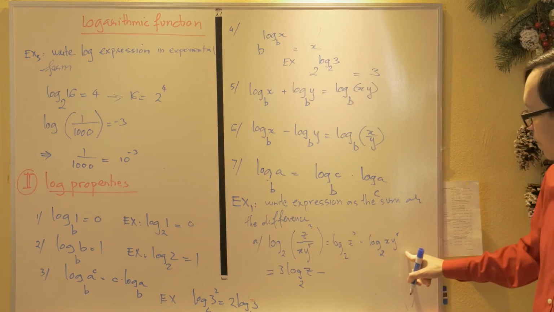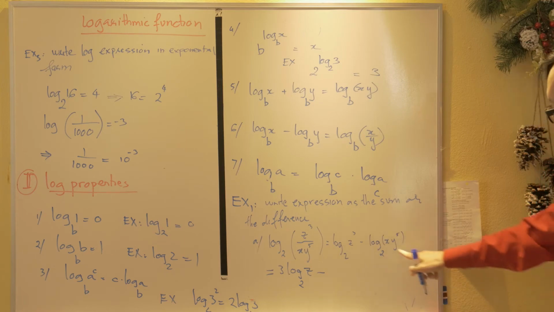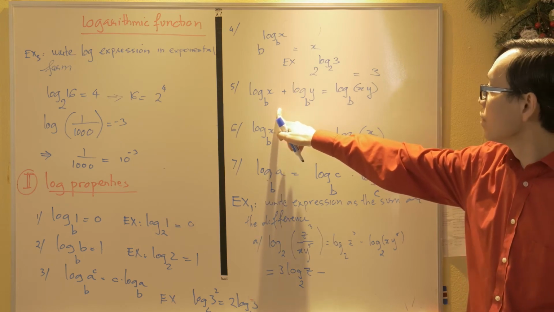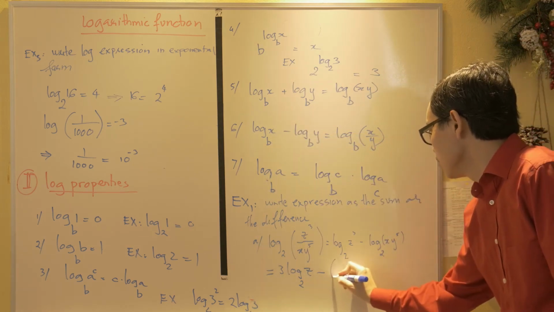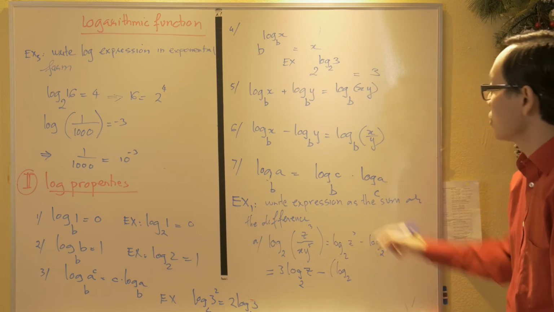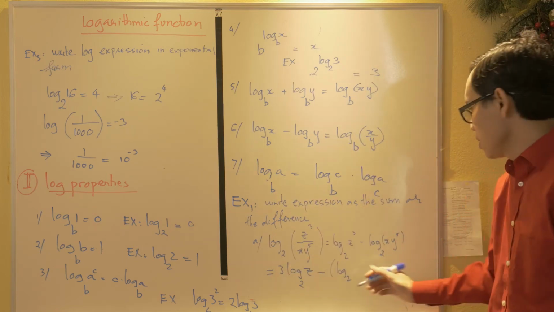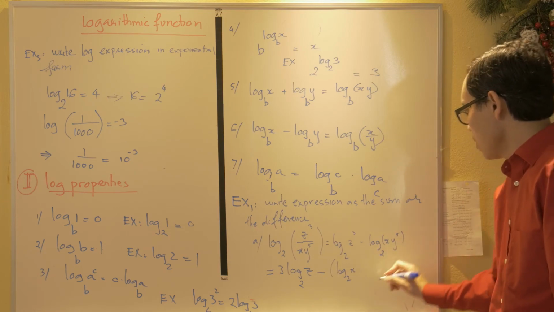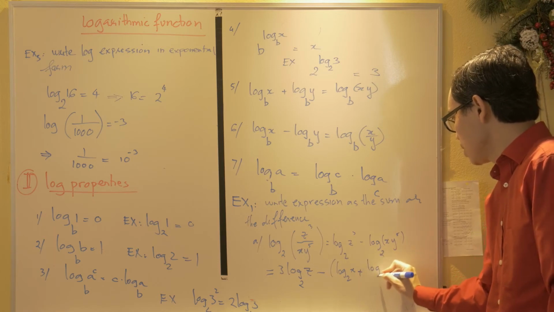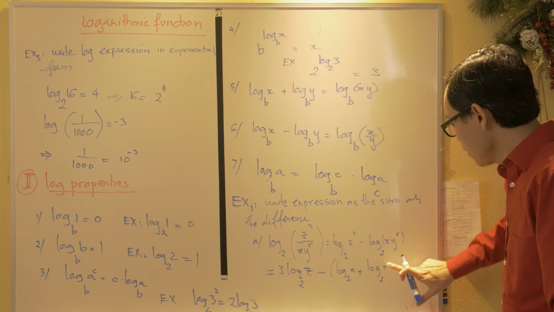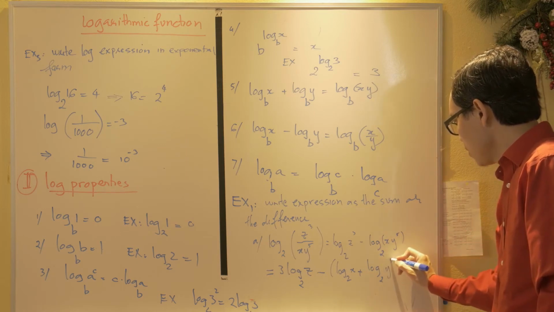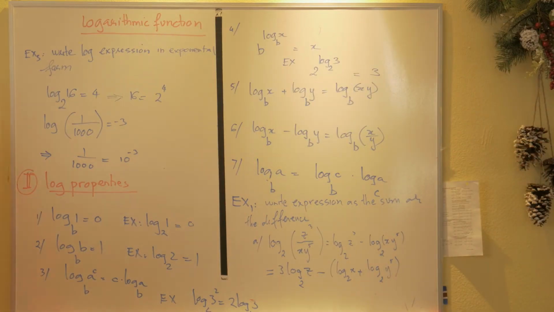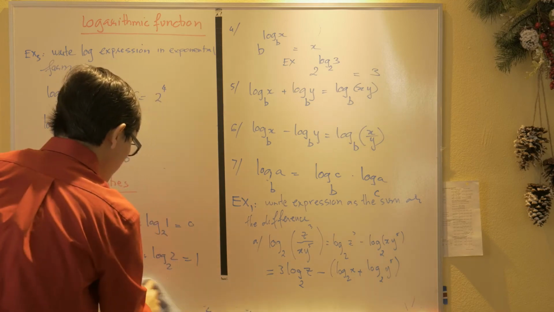Over here x y to the fifth power is the argument. And this is a product, and the product I can split into the sum using the fifth formula. So I can write it as log base 2 of x plus log base 2 of y to the fifth power. When you split into the sum after the minus, you have to put parentheses. Let me erase this so that you are not getting confused.